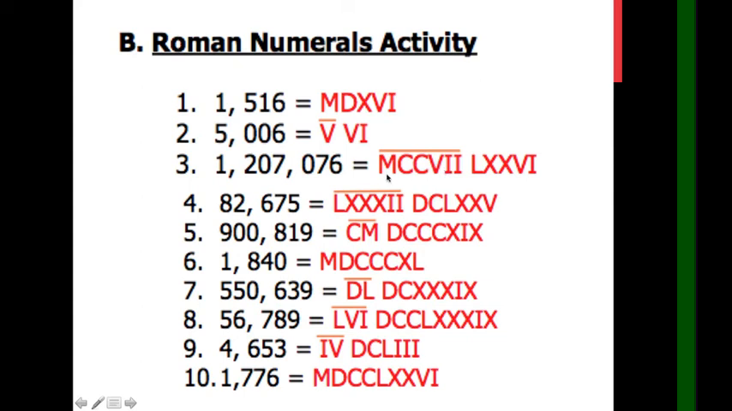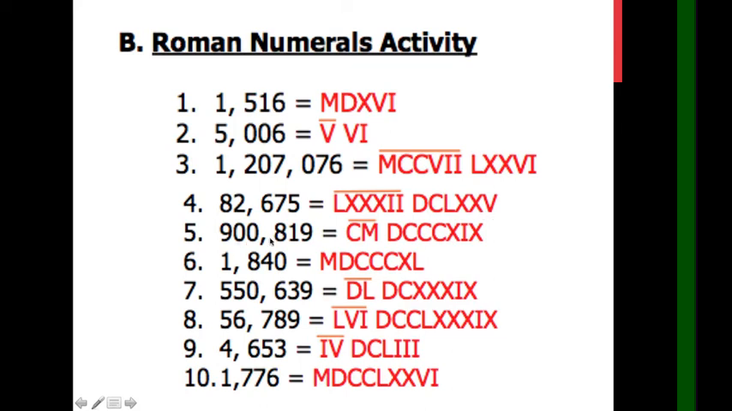This is equivalent to 1,207 times 1,000. So that is 1,207. And then we have 76. LXXVI. Okay? 82,676. So we have 82 times 1,000 and then 676. 600 DC is 600. That is 500 plus 100, 600. L is 50 plus 10, so that's 70, tapos 5.